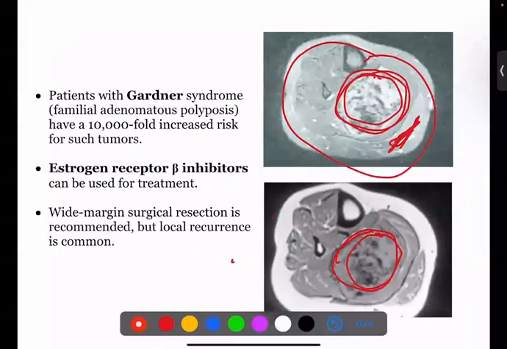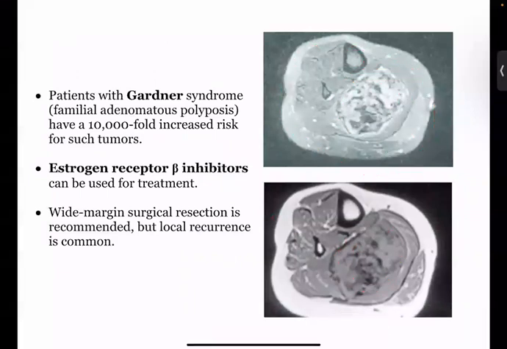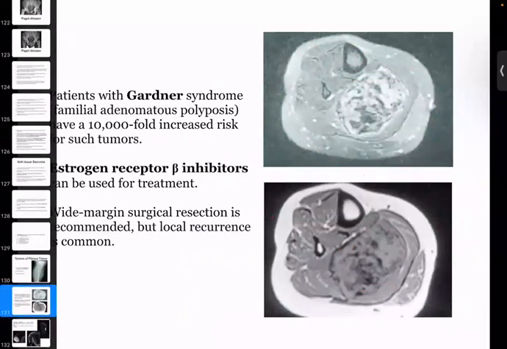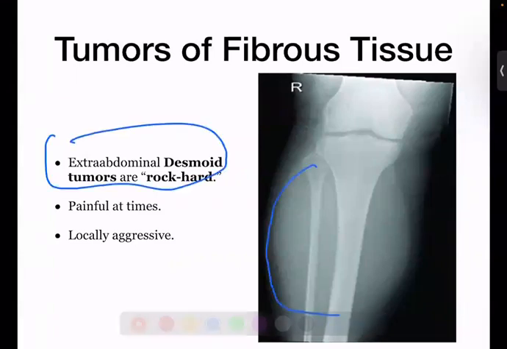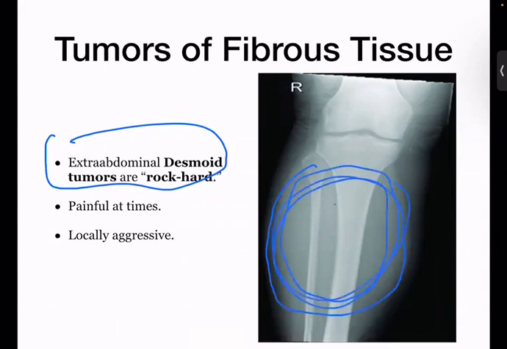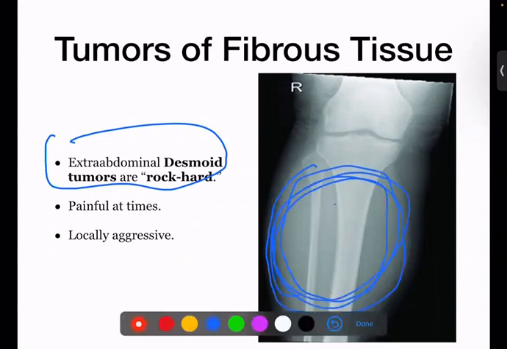So, back to this one. Sorry, just so you pay attention here. This looks like a normal tibia x-ray, but again, here, this has a big mass over here.